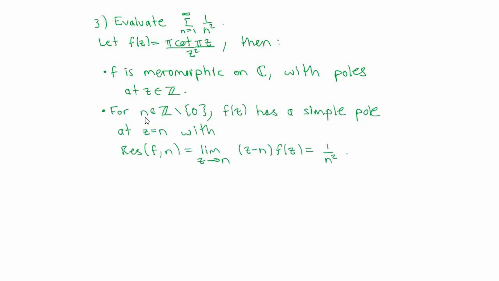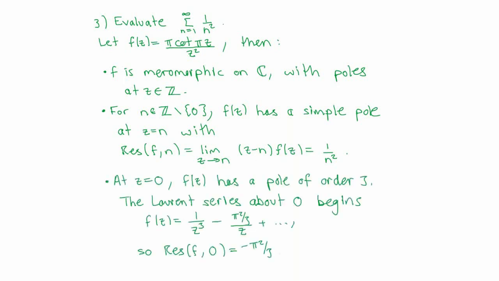For each non-zero integer n, the function cotangent pi z has a simple pole at n with residue 1 over pi. We know that from the calculation that we did before. Since z squared is not 0 at a non-zero integer n, the function f of z has a simple pole at every such integer. To compute the residue of the pole, we can take the limit as z approaches n of z minus n times f of z, and we find that the residue at each non-zero integer n is 1 over n squared. At z equals 0, cotangent pi z also has a simple pole, but at that point the denominator has a double zero. That means that the function f of z has a pole of order 3 at z equals 0.